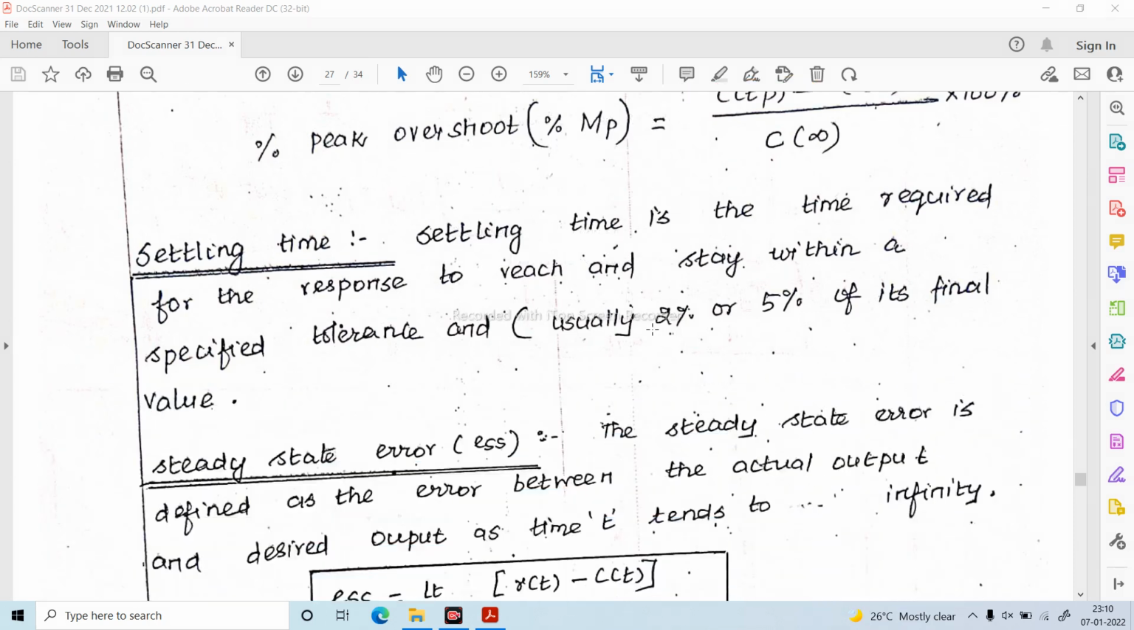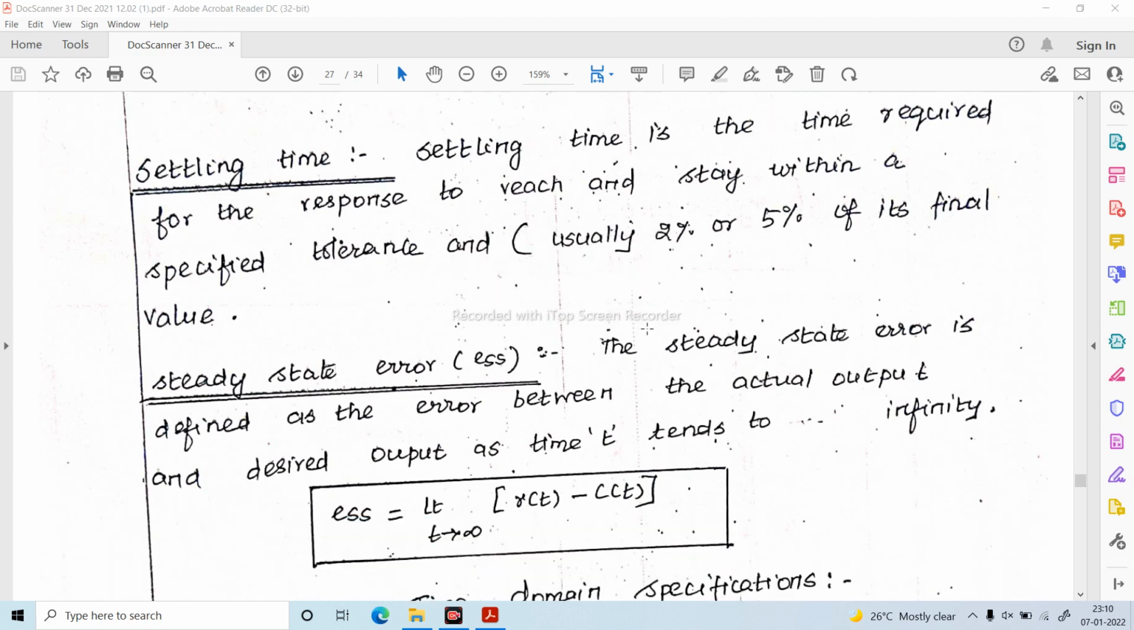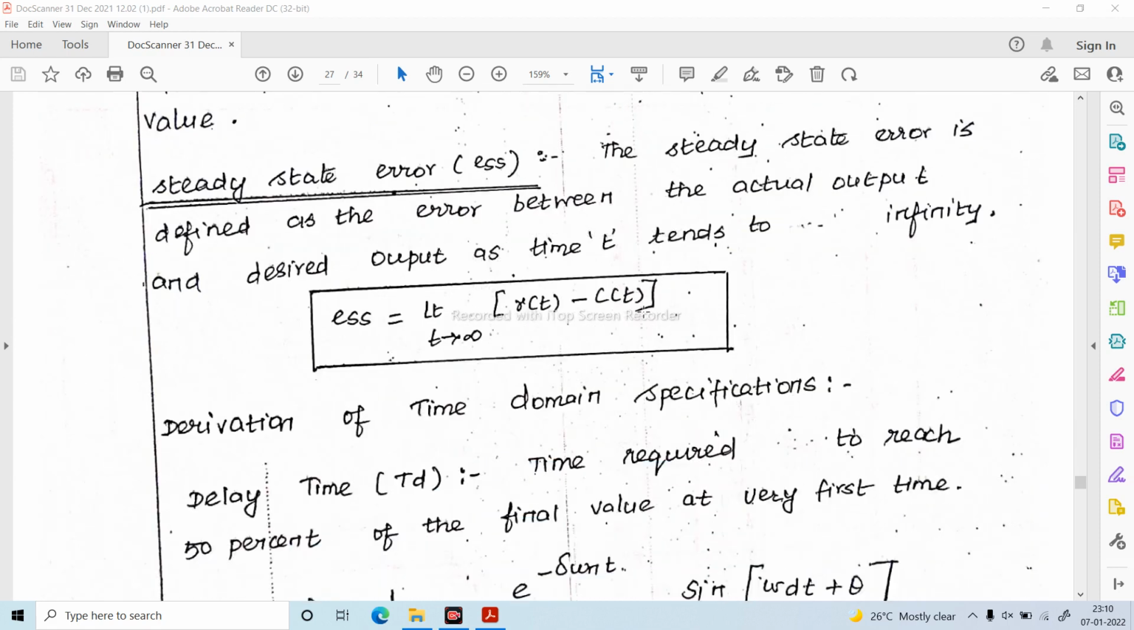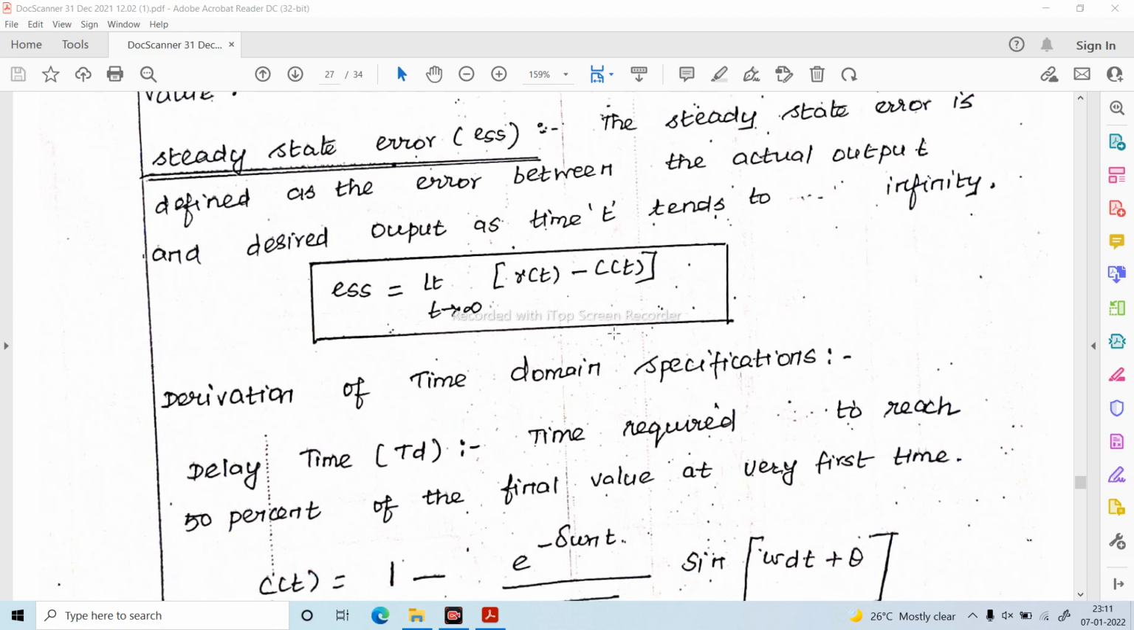Next, I am going to explain the settling time. Settling time is the time required for the response to reach and stay within the specified tolerance or specified limit, usually 2% or 5% of its final value. Steady state error, already explained. The steady state error is defined as the error between the actual input and the desired output at the time t tends to infinity.